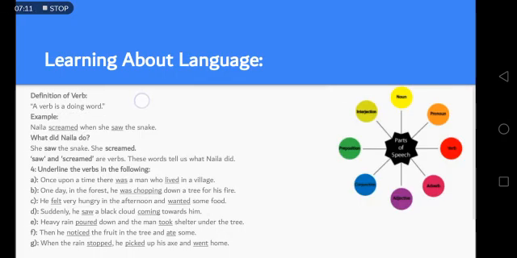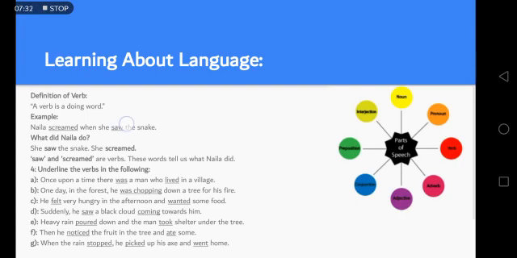Next is learning about language. My dear students, here you will do parts of speech: verb. Before reading this definition, I want to explain about verb. Verbs are words or a group of words that refer to actions and states.